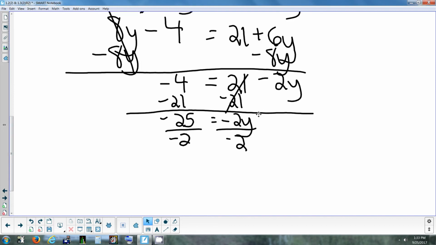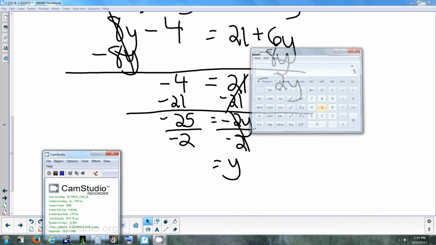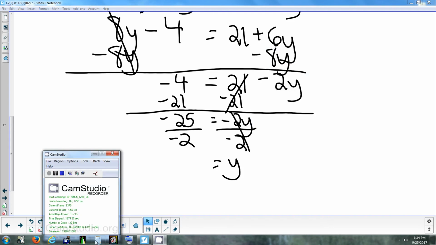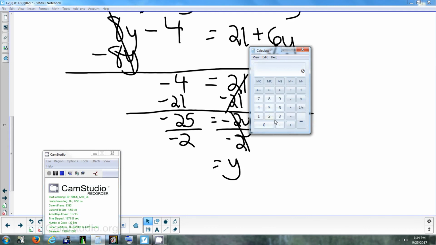Negative 2, negative 2. Now in this case, that's going to cancel and give me y equals, we're not going to get a nice whole number here. We're going to get a decimal. Let's go up here and do negative 25. Oops, I think press the minus. So 12 and a half.